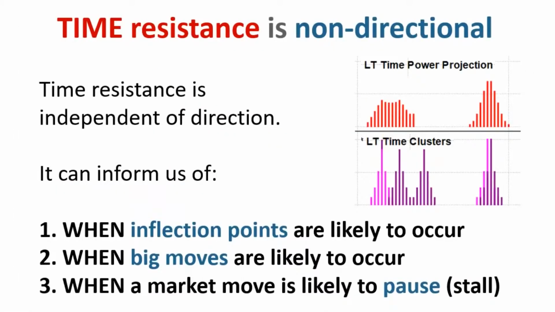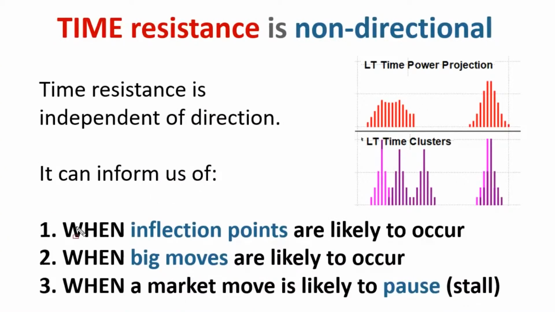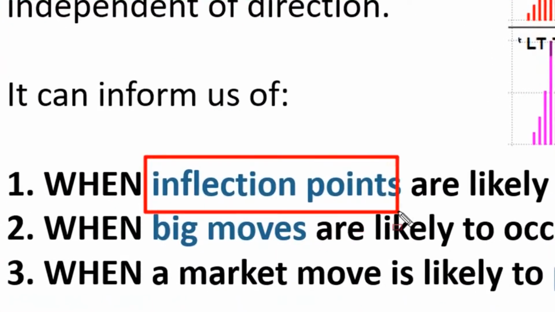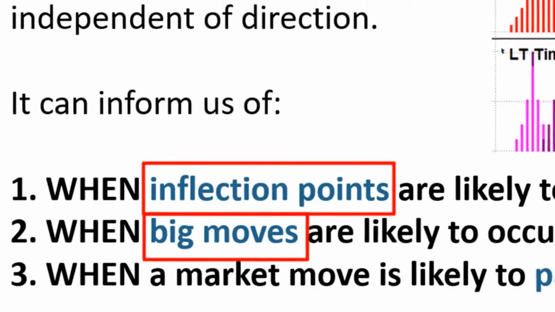And just before I show you the examples, let me just explain that time resistance is non-directional. Okay, so it doesn't actually show you which direction the market could go. However, you can use it to give you a sense of direction. You could do that. But essentially what time resistance is telling you is three things. When inflection points are about to occur, when big moves are likely to occur, and also when a market move is likely to pause or stall.